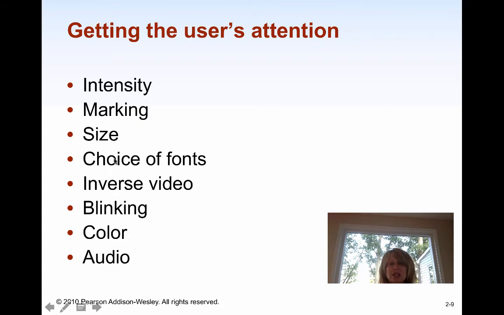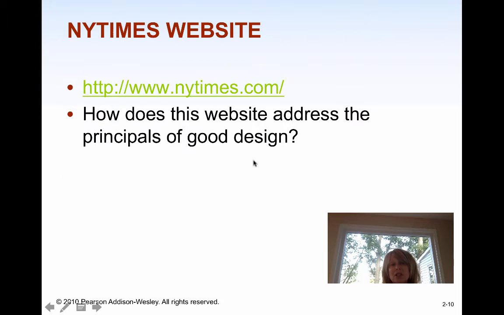Intensity, marking, size, inverse video. So for example, if you have a white page, your video has a black background. Blinking, some people like that blinking. I think flash is not as in vogue as it used to be. Instead, you see more of a gentle movement on screens. Color, we just talked about. Audio. Audio needs to be something that is controlled. There's nothing worse than clicking on a screen and having it start yelling at you when you didn't choose it. Size, choice of the fonts. There are rules for all of these things.